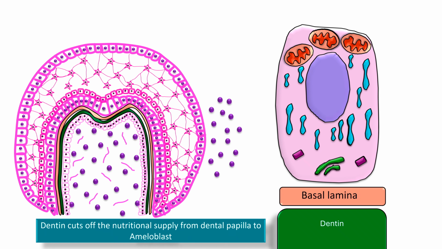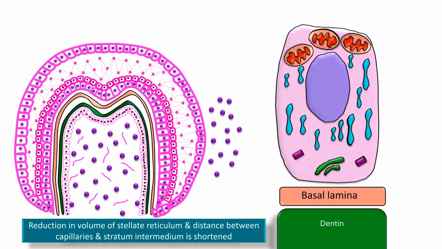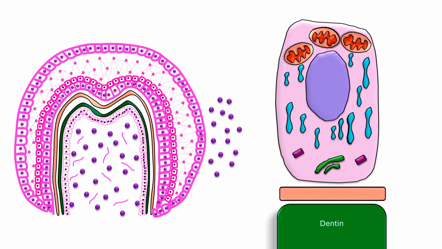When predentin is formed, it cuts off the nutritional supply from the dental papilla to the ameloblast. To supply nutrition to the ameloblast, there is a reduction in volume of the stellate reticulum, and the distance between the capillaries and stratum intermedium is shortened. After this, the ameloblast receives nutritional supply from capillaries, which is supplied from the outer enamel epithelium. This process is called reversal of nutritional source.